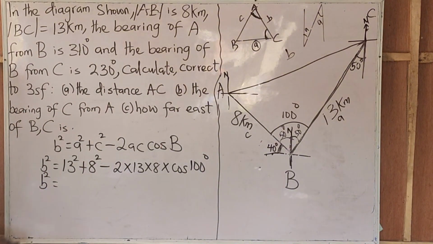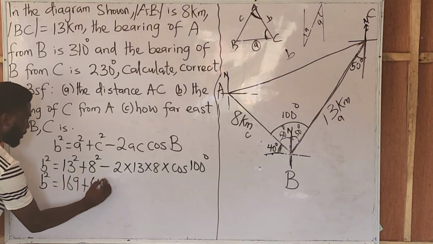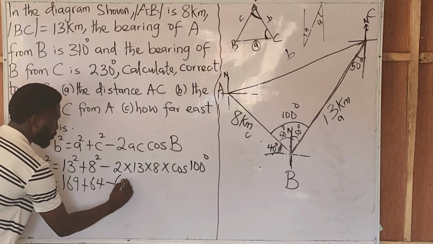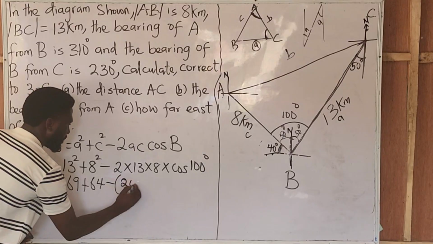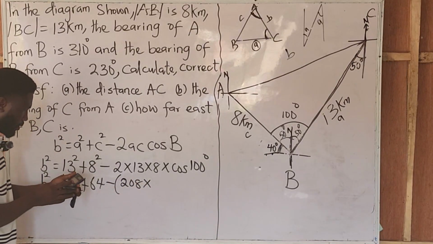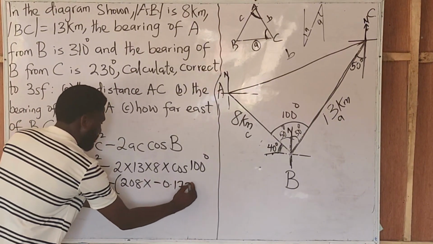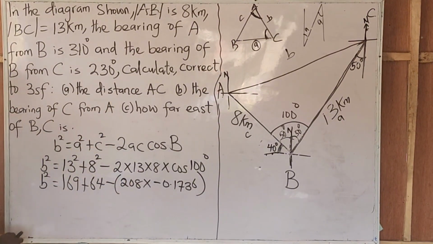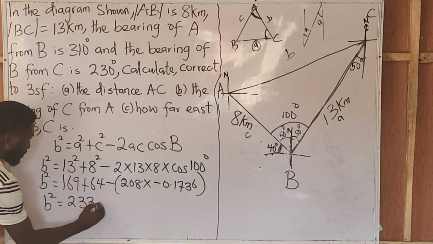13 squared is 169, plus 8 squared is 64, minus 2 times 13 times 8, that's 208, then multiply by cos 100. So cos 100 will give us minus 0.1736. So b squared now equals 169 plus 64, that should give us 233, minus.